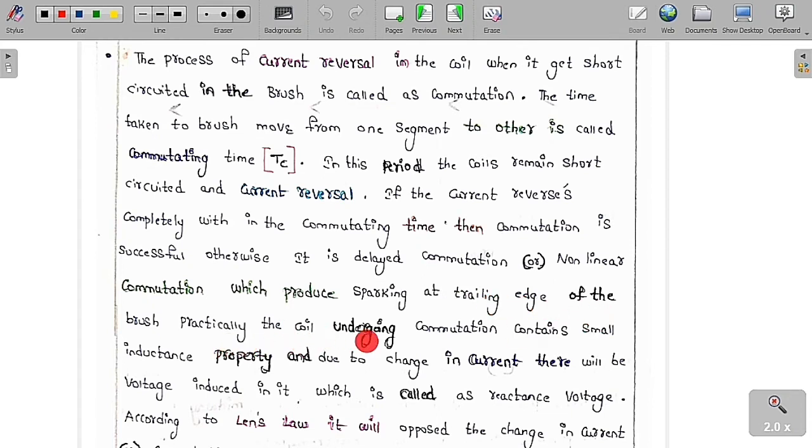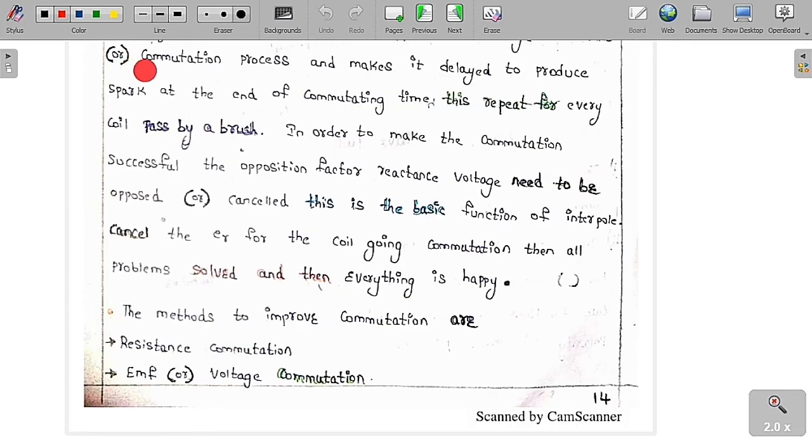Practically, the coil undergoing commutation has a small inductance, and due to the change in current, a voltage is induced in it. This is called the reactance voltage. According to Lenz's law, it will oppose the change in current, that is, the commutation process, causing a delay and producing a spark at the end of the commutating time. This repeats for every coil passed by a brush.